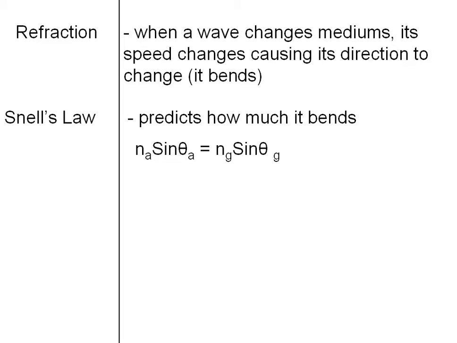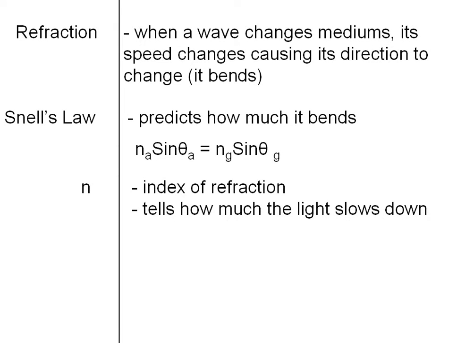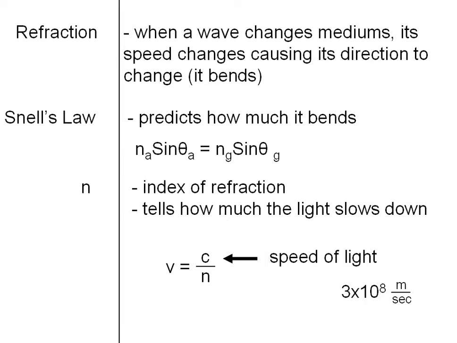The book usually uses ones and twos down here. I like to use letters that represent the mediums. I use A for air, G for glass, W for water, etc. So N is called the index of refraction, and basically it's telling how much the light is going to slow down in that medium. This is the relationship. The speed inside the medium is the speed of light in a vacuum divided by N. Remember, the speed of light we use is 3 times 10 to the 8 meters per second.